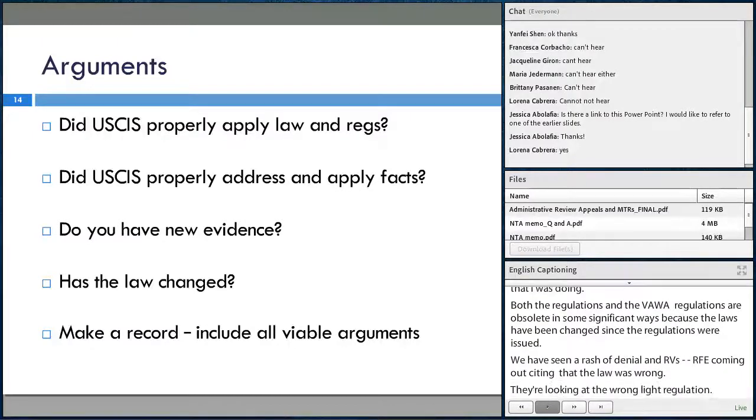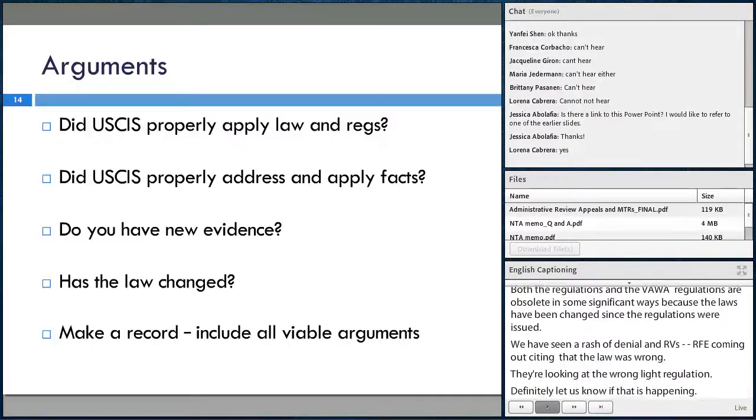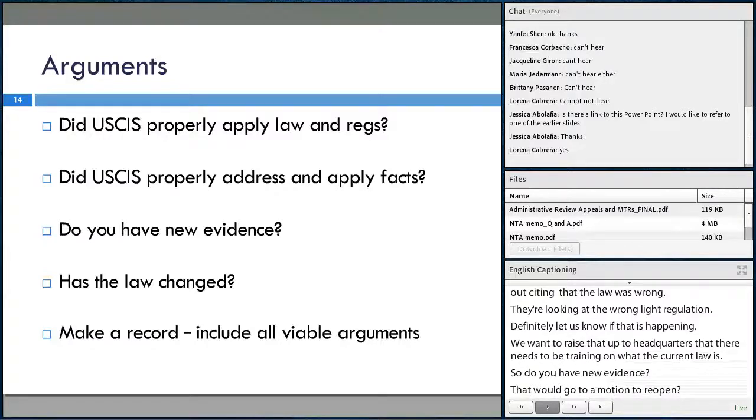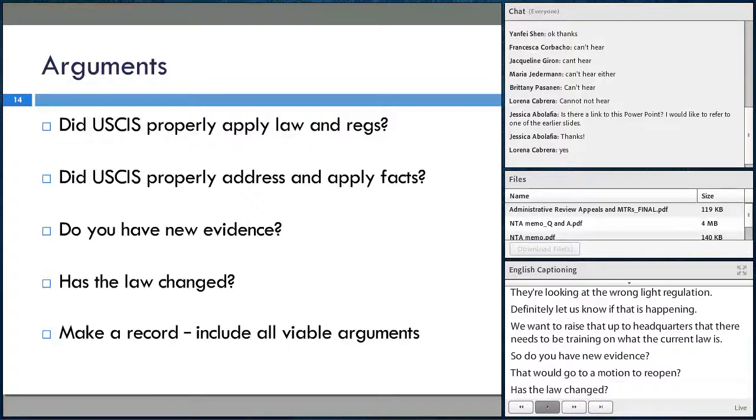So then, do you have new evidence? That would go to a motion to reopen, as you probably know. Has the law changed? I guess the idea is, on that, the actual elements of the U visa and VAWA, or are you thinking more about the procedural law, like the guidance on NTAs and RFEs and things like that, Amy?